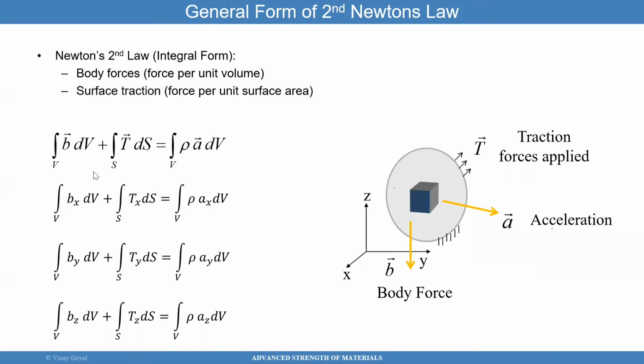So we sum forces in the x direction, in the y direction, and z direction, and equate it to mass times acceleration in each of the directions. And the reason we don't have mass times acceleration here is because we're letting density vary, which could be used for additive manufacturing type materials.